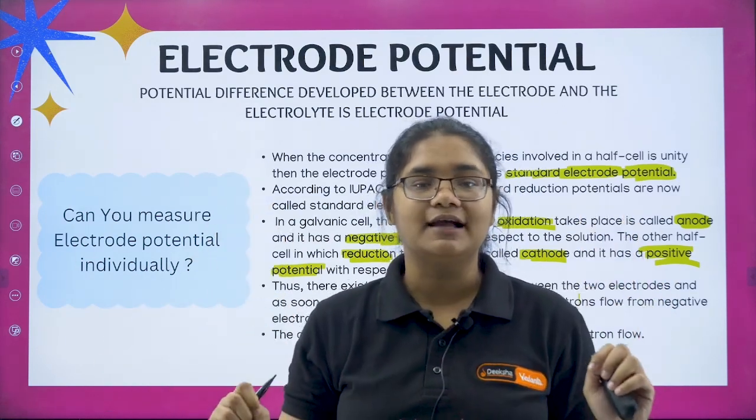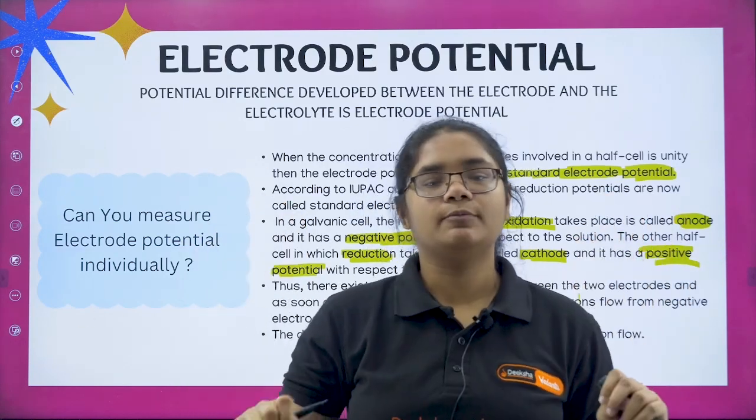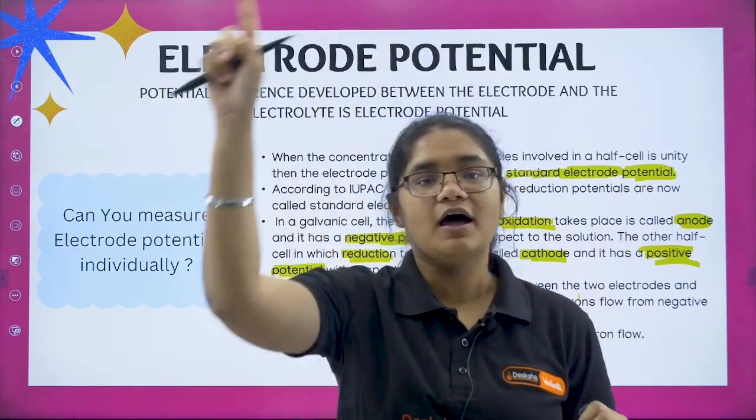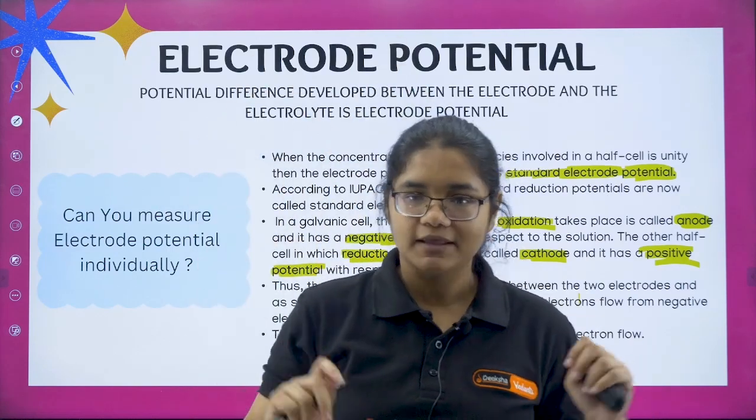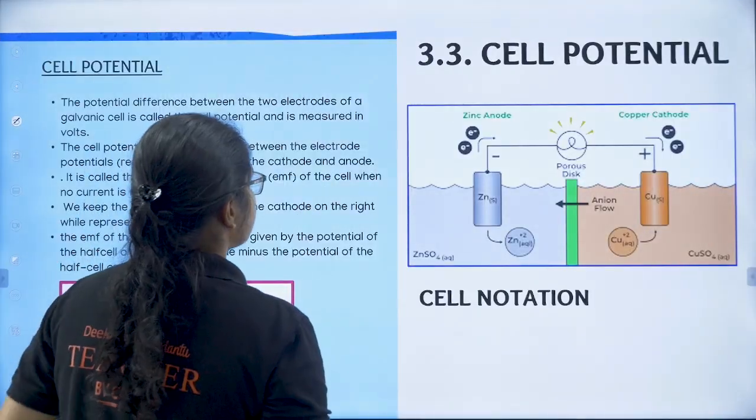Because of this chemical reaction, electrode potentials are generated. Because of these electrode potentials, the electrons are flowing. Okay. Clear to everyone? Okay, dear children, let's move to the next thing.